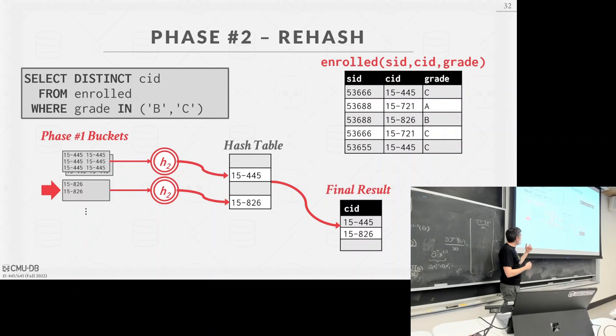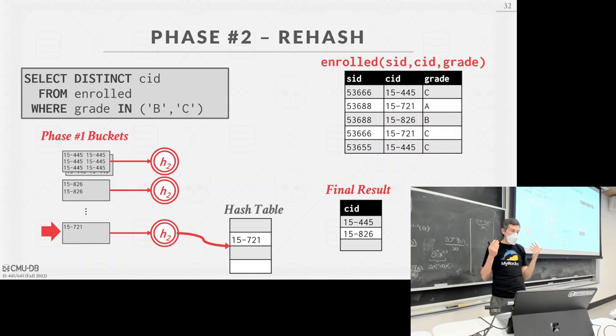Once we complete scanning through all the pages of the first partition, we append the result to the final output buffer that we're maintaining as the final result for this query. Then I skip down to the next partition, bring those pages into memory one by one, build a new hash table, and do the same thing. Use a second hash function and build this out. And when I'm finished scanning all the pages from the partition, I append the result to the final output buffer, and then I'm done.